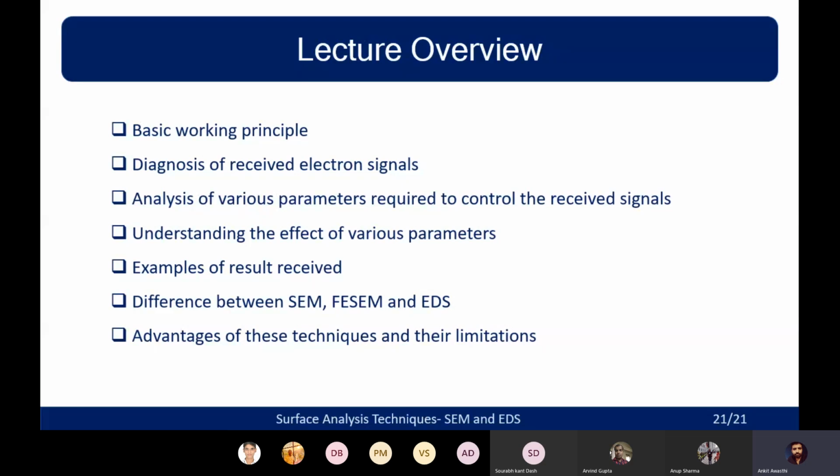And basically we got some clear idea about the difference between the normal or conventional SEM and the FESEM and the EDS, and the limitations of these techniques and their advantages.